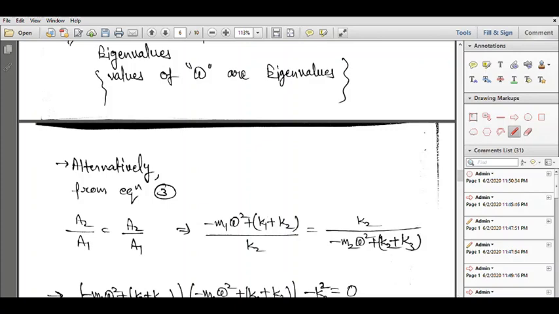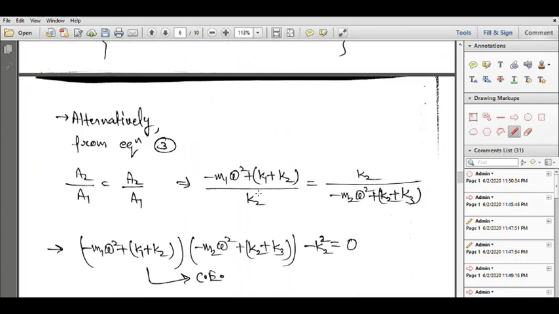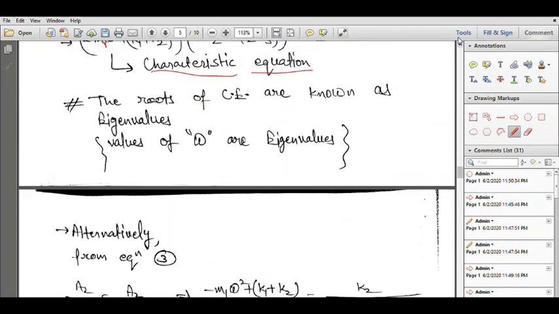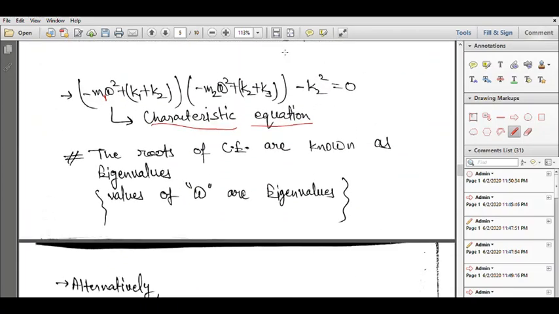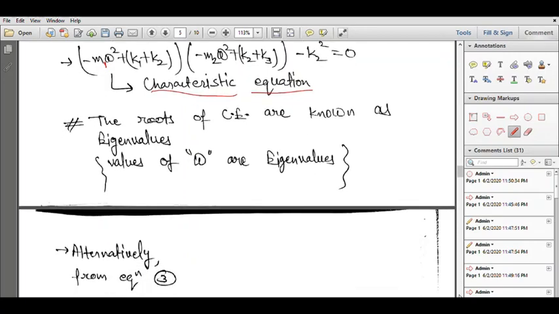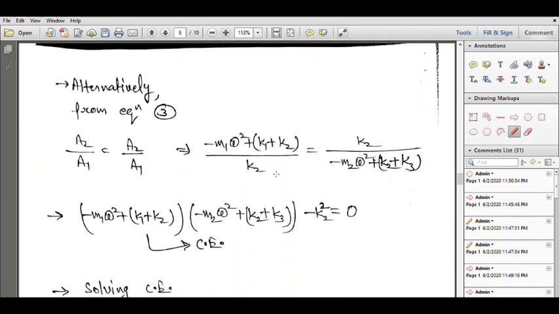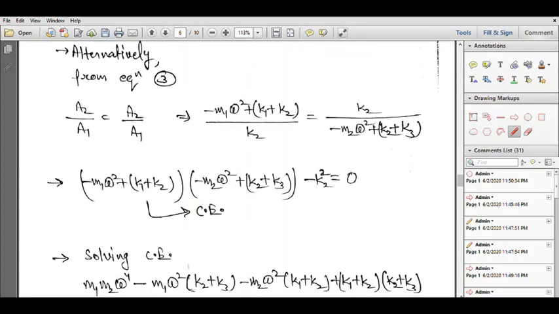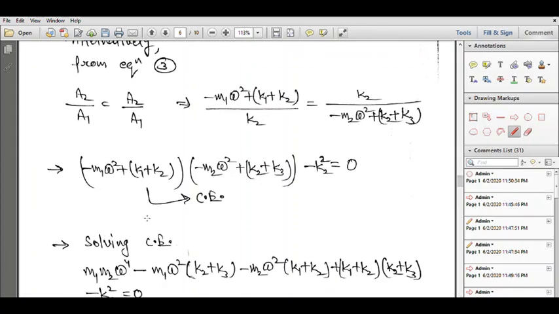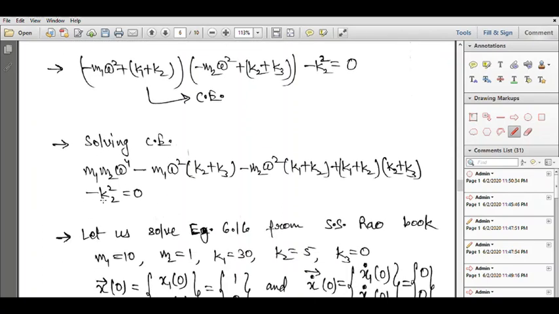So from here also, if I solve this, once again I'll get the same characteristic equation which I got earlier. See here, this is the characteristic equation, and by taking the a2 by a1 formulas equal, we'll once again get the same characteristic equation. Now the thing is, we got the same characteristic equation and we need to solve it in order to get the natural frequencies of the system, the values of omega. Now we'll solve the characteristic equation.